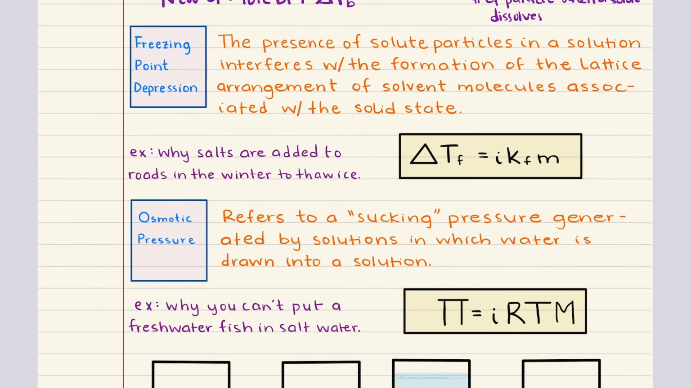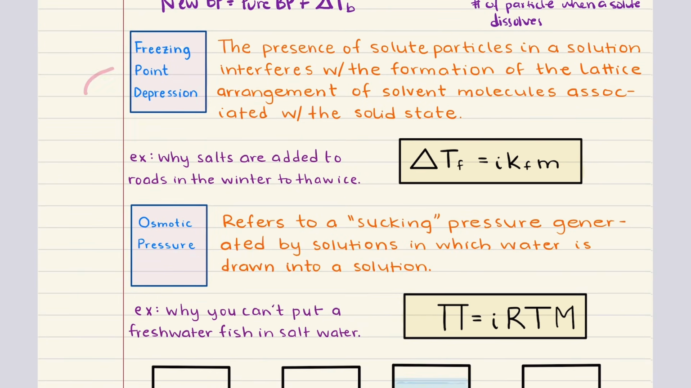The next colligative property we want to discuss is freezing point depression. When a solute is added to a solvent, it's going to interfere with the ability of the solvent molecules to organize into a solid crystal. As a result, the liquid remains stable over a lower temperature range, and the freezing point drops.